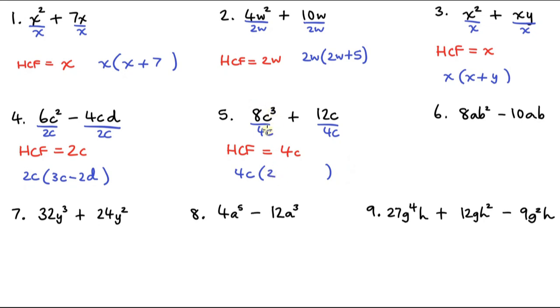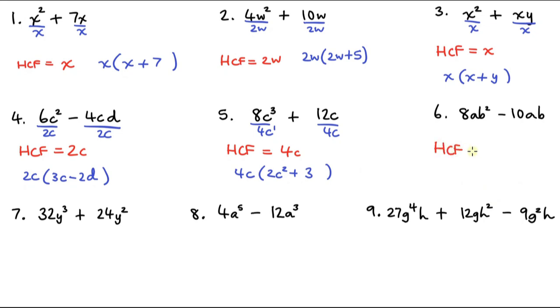C cubed divided by c is c squared, and this is using our laws of indices. You could think about this c as just being c to the power 1. So remember, when we divide numbers with the same base, we subtract our indices. So it's going to be 3 minus 1, which is 2. And then we're going to add on 12 divided by 4 is 3, and the c's will cancel out. So this is just our final answer. Okay, question number 6.